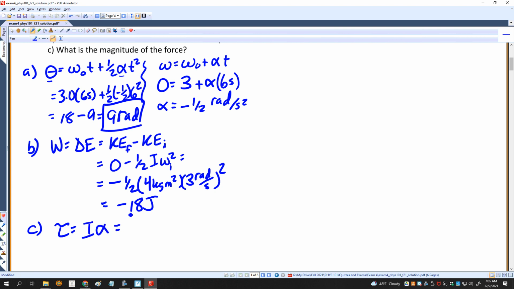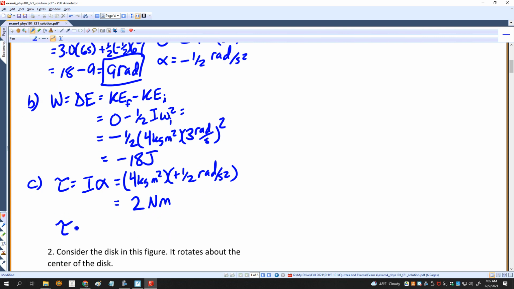Torque is equal to I alpha. That's 4 kilogram meter squared times alpha, which was negative 1/2 radians per second squared. But at this point, the sign is not really relevant. I'm just going to get rid of that sign because I'm not looking for a direction of the force or torque. So that's equal to 2 Newton meters. But that's not what I'm looking for. I'm looking for the force.